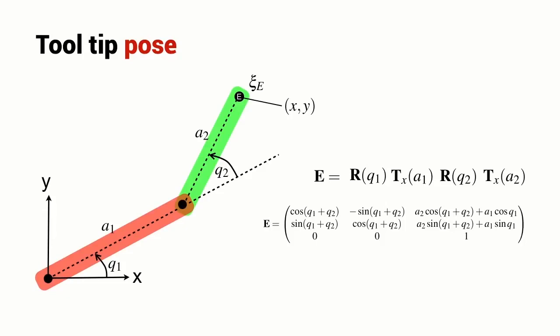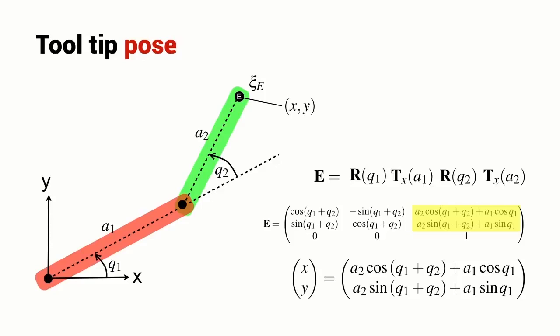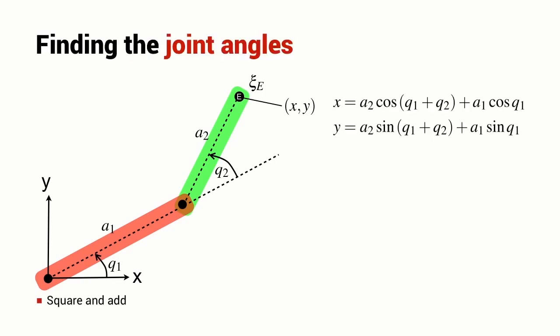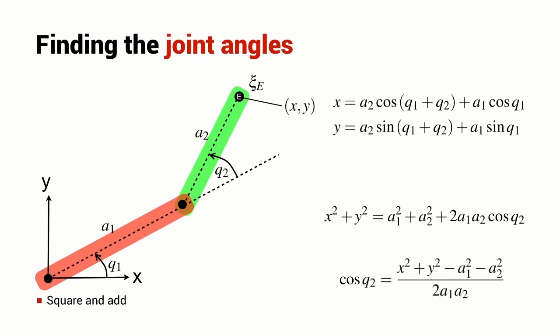Now, for this particular two-link robot, we're only interested in the position of its end effector, its x and y coordinate, and they are these two elements within the homogeneous transformation matrix. So I'm going to copy those out. So here again is our expression for x and y, and what we're going to do is a fairly common trick. We're going to square and add these two equations, and I get a relationship that looks like this. Now I can solve for the joint angle Q2 in terms of the end effector pose x and y and the robot's constants A1 and A2.